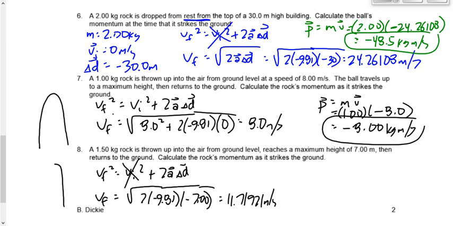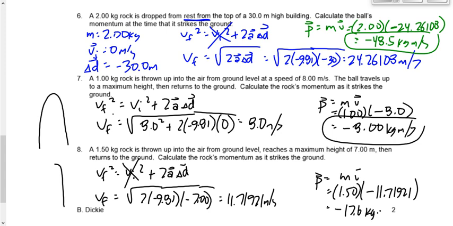And now, just like question 6 and 7, right? Now p is equal to m times v, which is 1.50 kilograms times negative 11.71921, which gives us negative 17.6 kilograms meters per second. Or we could say 17.6 kilograms meters per second down. Okay, either way is fine.